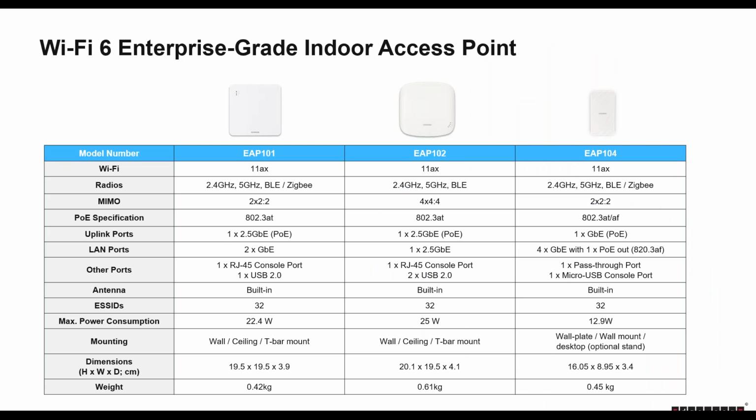EAP101 is 2x2 dual band, dual radio with Bluetooth and Zigbee support. EAP102 is 4x4 dual band dual radio with Bluetooth. As for EAP104, it is also Wi-Fi 6 2x2, but it is a wall plate access point. It can mount on the power outlet and also on the wall and the desktop. For the desktop, you can buy the optional stand.